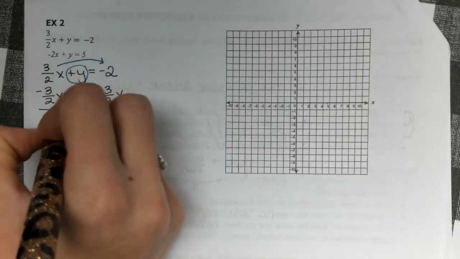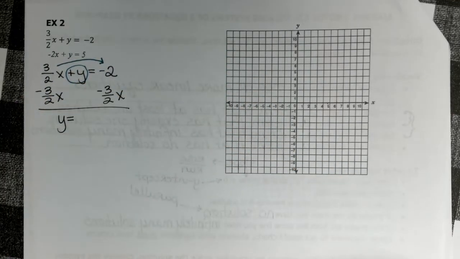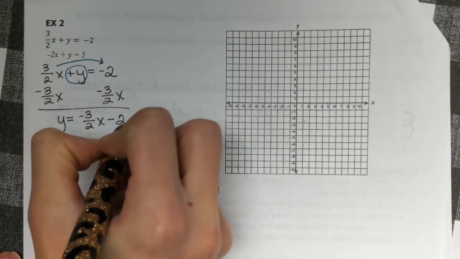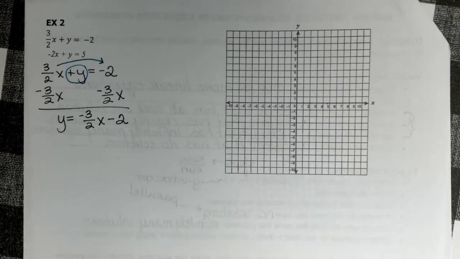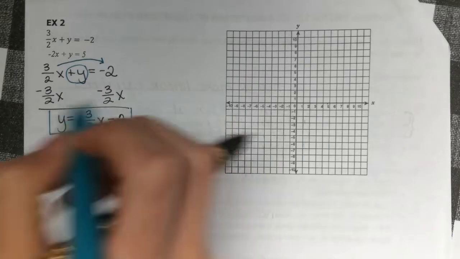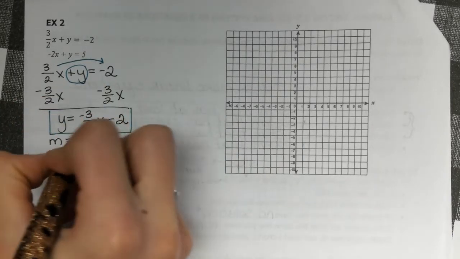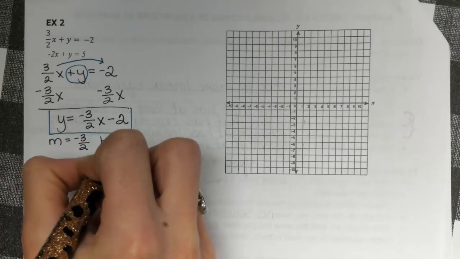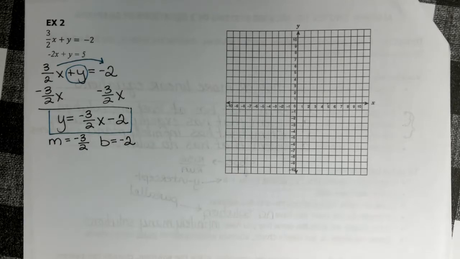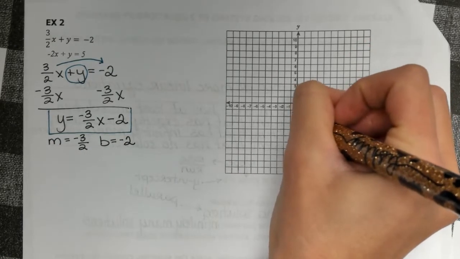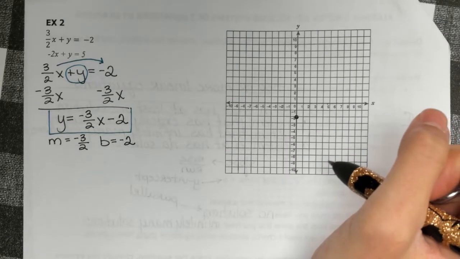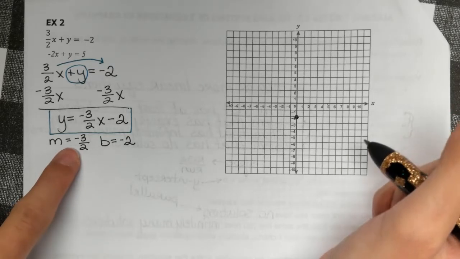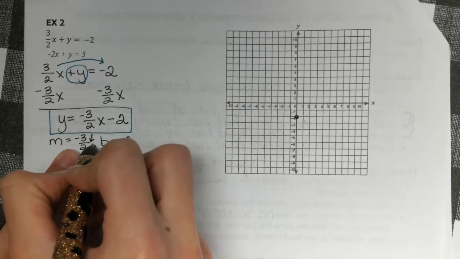So I drop my y, and that's equal to, remember you're doing mx plus b, so I bring my -3/2 x down, and then I copy down the -2. Okay, so I've got that equation solved. What's my slope? -3/2, and my y-intercept would be -2. Okay, so I'm going to plot -2 on the y-axis. Now it's a negative 3 halves, so when it's a fraction, the numerator is your rise, the denominator is your run. So if it's a negative 3, I'm going to go down 3 and to the right 2.